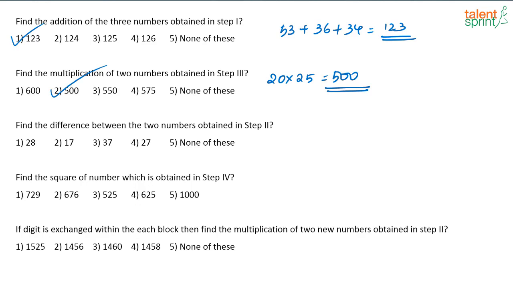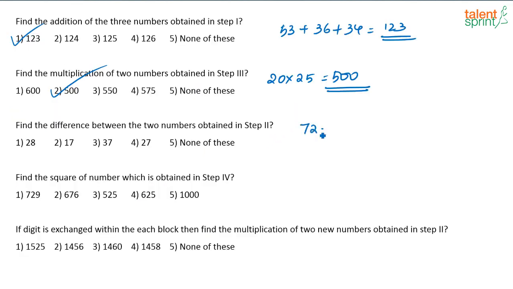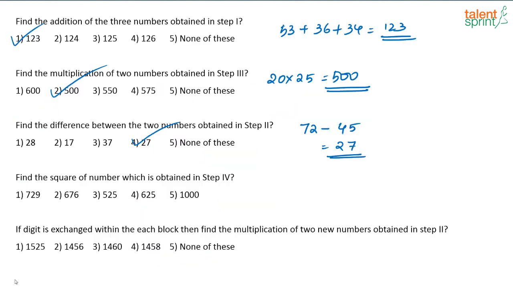Find the difference between the two numbers obtained in step 2. Difference between the two numbers obtained in step 2: 72 minus 45, 27. Find the square of the number which is obtained in step 4. So the square of the number obtained in step 4. So here we are getting 25.